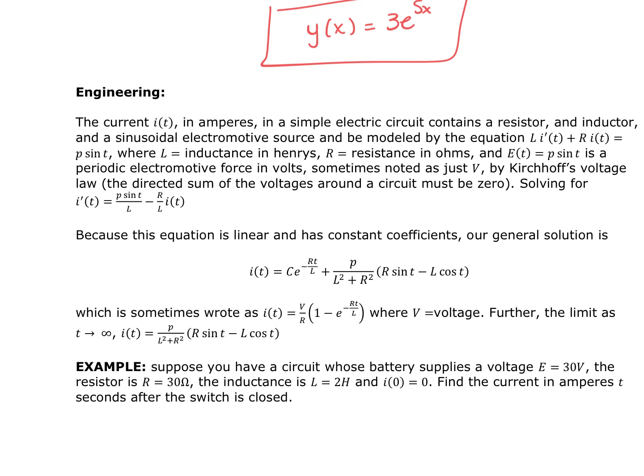Kirchhoff's voltage law is what it is. And solving for the I prime of t, we get this. And that's because the equation is a linear equation with constant coefficients, our general solution is this, which is sometimes written as this.